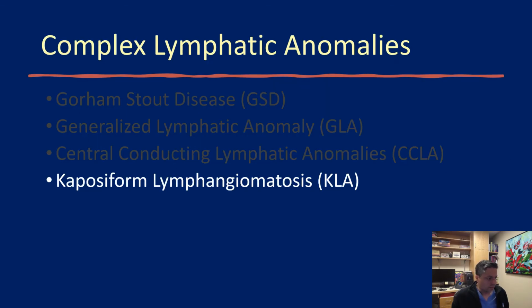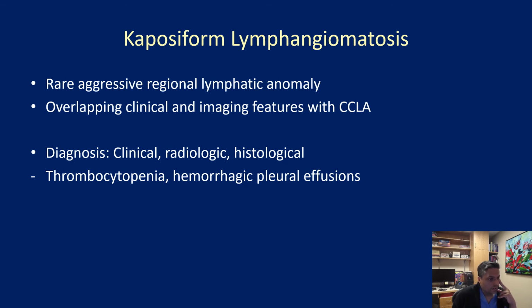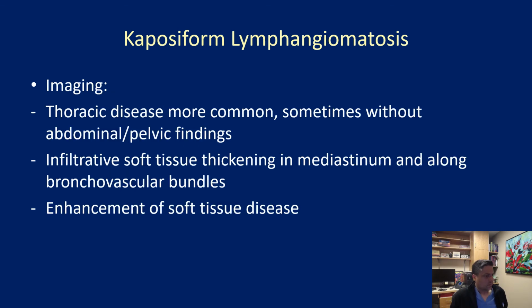The imaging findings in KLA are very similar to CCLA, but with some key differentiating features. As the clinical findings in KLA also overlap with CCLA, the diagnosis is usually established by a combination of clinical, radiologic, and histological findings. A key differentiating factor from CCLA is the presence of thrombocytopenia and hemorrhagic pleural effusions. In KLA, thoracic disease is almost invariably seen, sometimes occurring without abdominal or pelvic findings, which is another differentiating factor from CCLA.